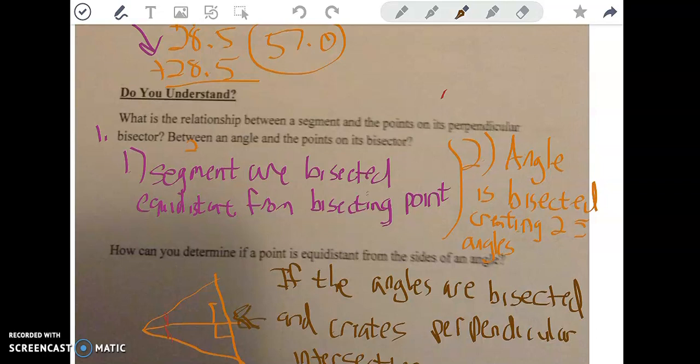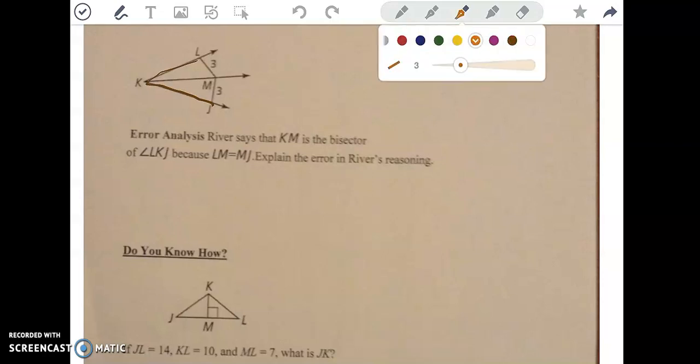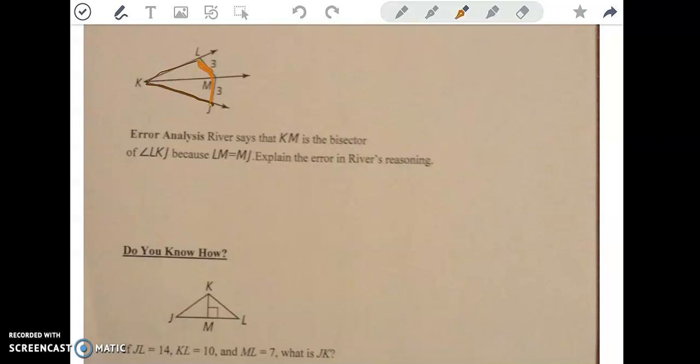Perpendiculars create 90-degree angles. Okay, River says KM is the bisector of LKJ because LM and MJ are equal. Explain River's reasoning, or the error in his reasoning. Well, before now, a lot of things we've seen looked very similar to this. One thing that they are missing is this here. We don't know for a fact that KM is a perpendicular bisector.